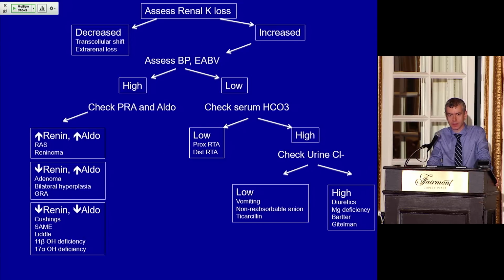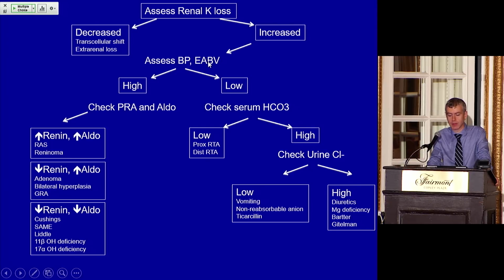So if one thinks about hypokalemia and the assessment for renal potassium loss, you can find either an increased or decreased renal potassium loss. If you measure renal potassium concentrations and it appears to be decreased, you may think of transcellular shifts or extrarenal losses, predominantly from the GI tract. If you do find increased renal K loss, then you should go down this pathway.